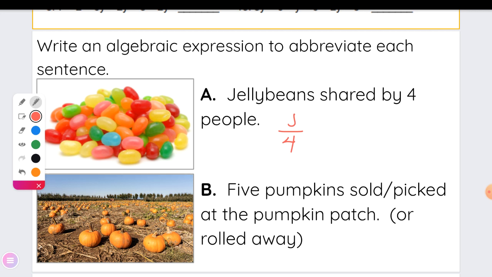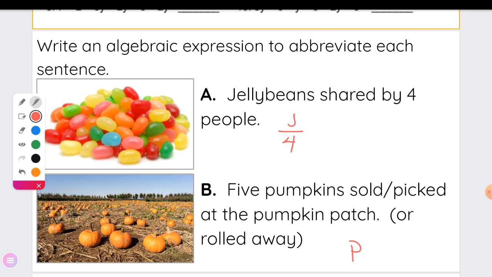5 pumpkins sold at the pumpkin patch. So 5 pumpkins were sold at the pumpkin patch. Livy? What do we not know? How many pumpkins? So what can we use in place of pumpkins that we don't know? What variable do you want to use? Okay, P for pumpkins.